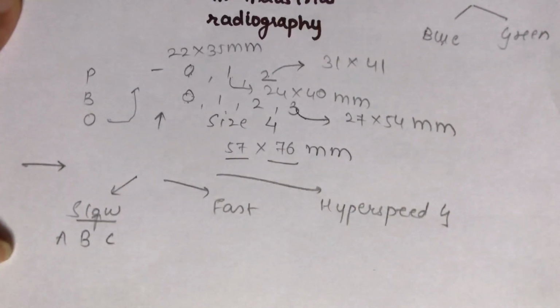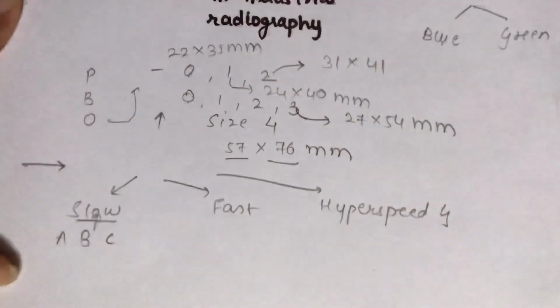Now the next one is the fast speed. These films have larger grain size. So these are the factors which determine the speed of the film: the size of the crystal, the shape of the grains, and the thickness of the emulsion.